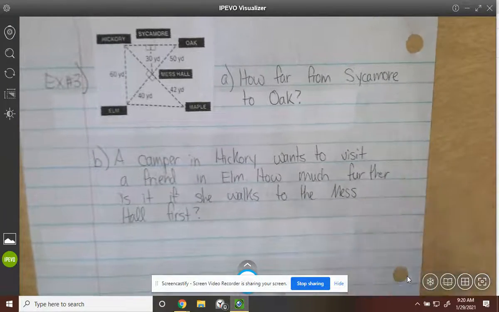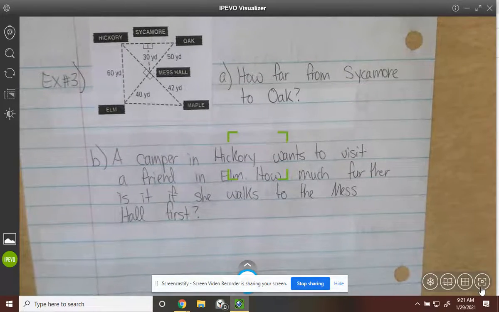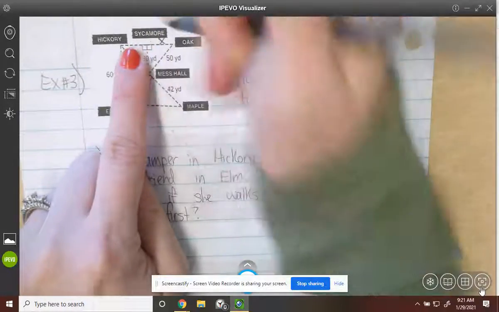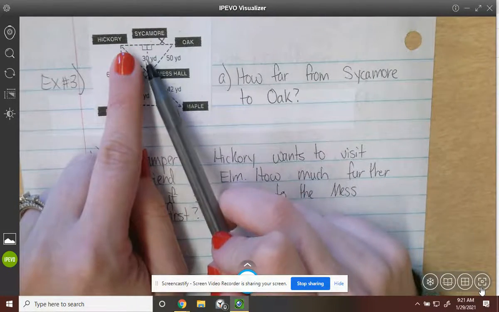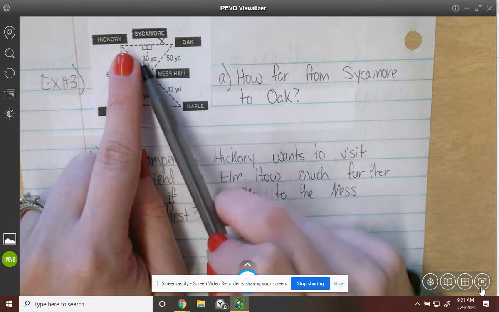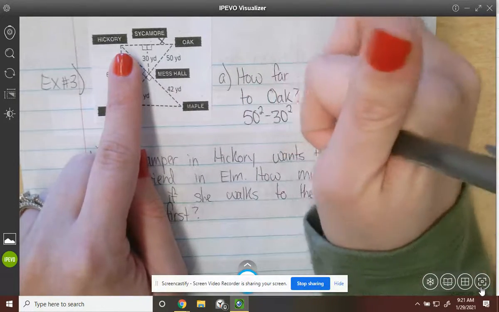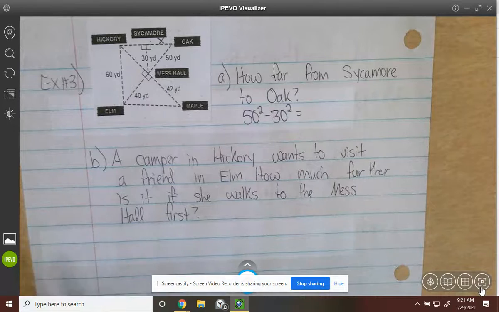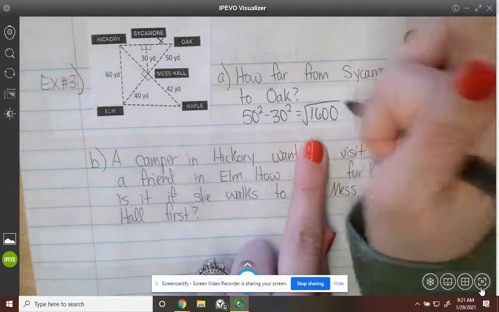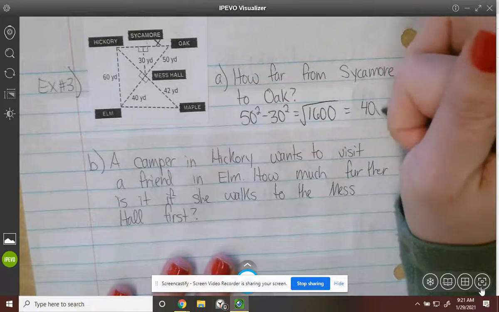Next one here, we got a campground. It has all these different cabins in it. It asks, how far from Sycamore to Oak? So from Sycamore to Oak, how far is that one? I'm going to put a little X there. Is that a leg or a hypotenuse of this right triangle right here? That's going to be the leg, so I'm going to have to subtract 50 and 30. So 50 squared minus 30 squared equals 1,600. And what do I do with that number? I square root that, and that gets me 40 yards.